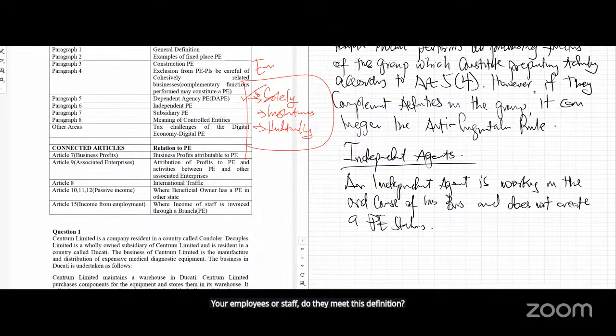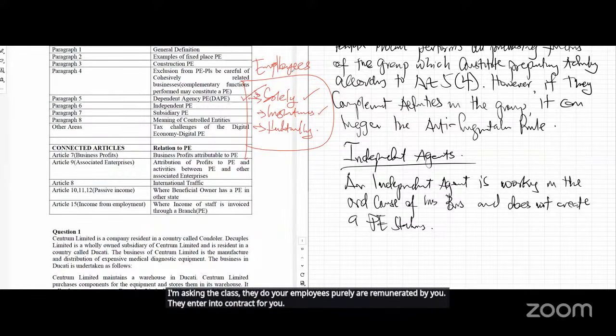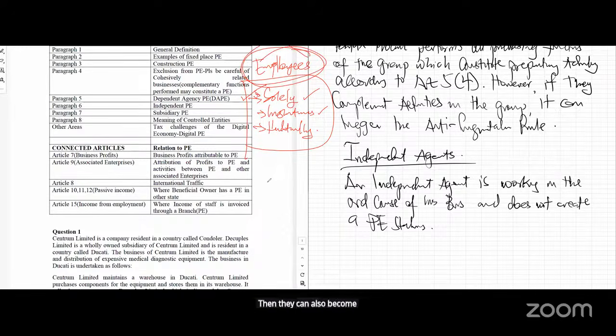I'm asking the class. They do. Yes, Prof. Your employees purely are remunerated by you. They enter into contract for you. And they take money from you and they carry out instructions on your behalf. So look at the nature of the case and the employees involved, whether they are directly doing what the parent was instructing, then they can also become your dependent agents. Does that make sense? I hope it's starting to make sense.